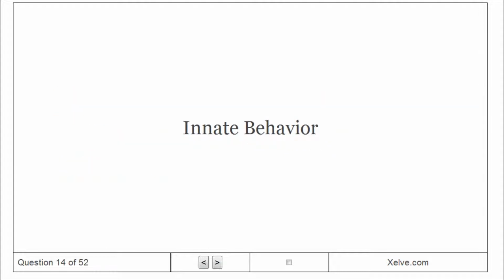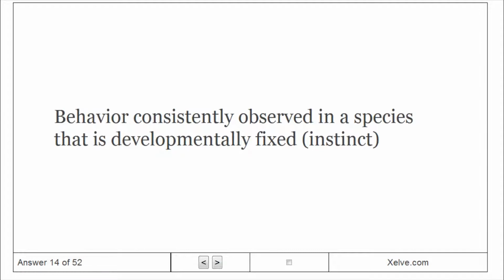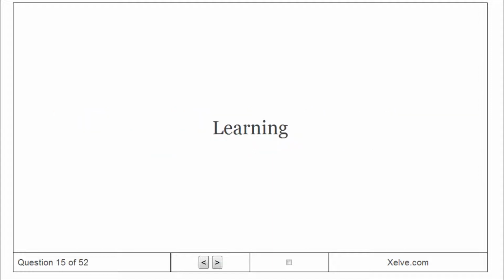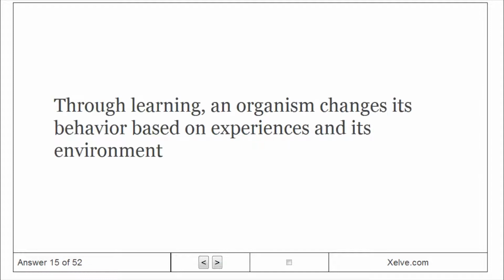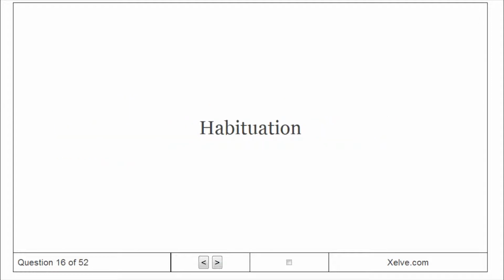Innate behavior: behavior consistently observed in a species that is developmentally fixed. Learning: through learning, an organism changes its behavior based on experiences and its environment. Habituation: a loss of responsiveness to stimuli that convey little or no new information.